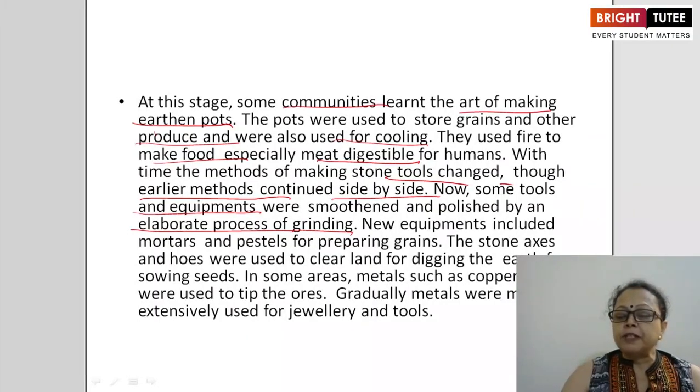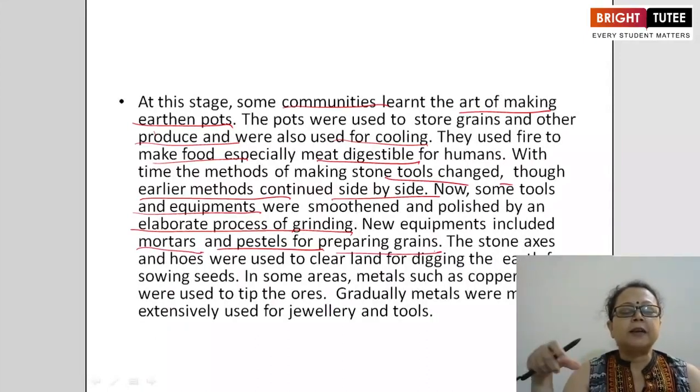New equipment included mortars and pestles for preparing grains. Now after cultivation, food grains are available. So how to grind them? The mortar and the pestle were also developed. The stone axes and the hoe were used to clear land and for digging the earth for sowing seeds.